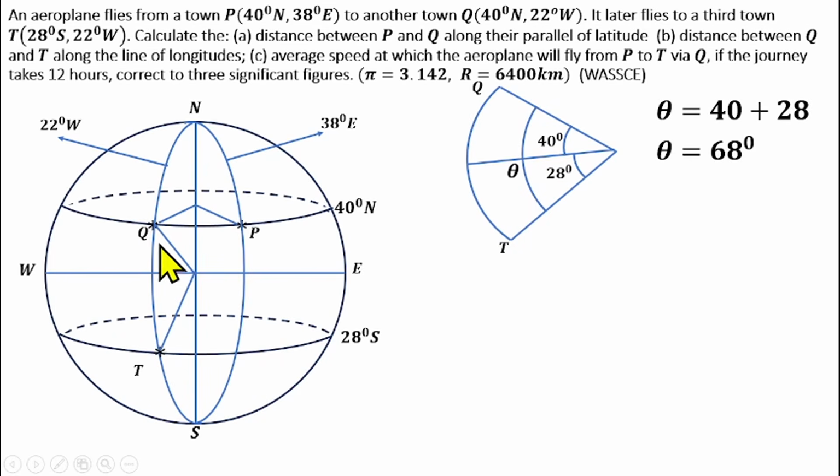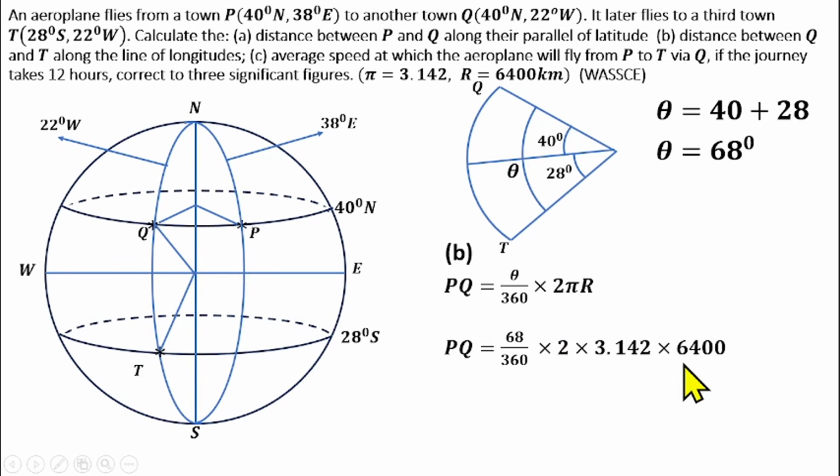So you're going to find the distance between Q and T, which is along the gray circle. That will give us theta over 360 times 2 pi r. If you substitute your values, you will have this. So if you approximate to 3 significant figures, that gives us 7,600 also.